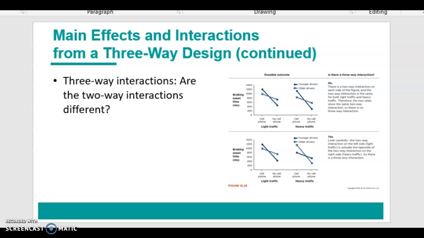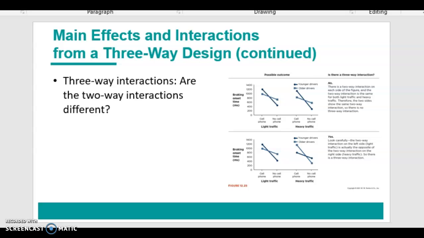Okay, so in the cell phone study, the three-way interaction is driver age times cell phone condition times traffic condition. If the three-way interaction is significant, again, it means the two-way interaction between two of the independent variables depends on the level of the third independent variable. Again, the difference in differences is different. So when I said that the two sides need to be different in order for us to see if there is a three-way interaction.